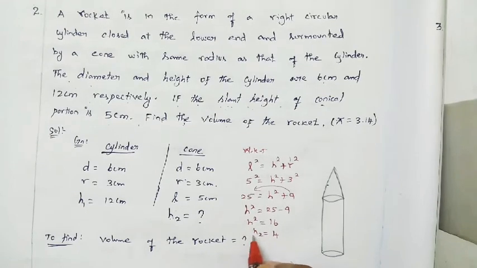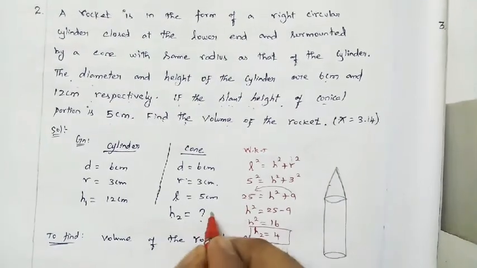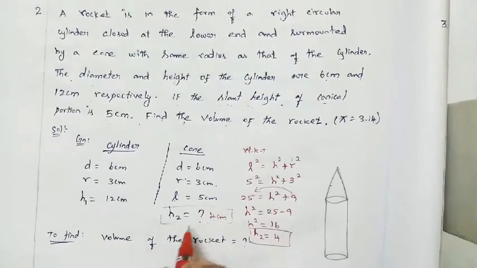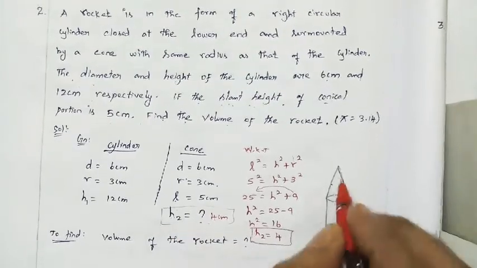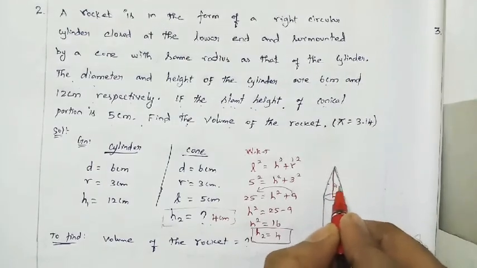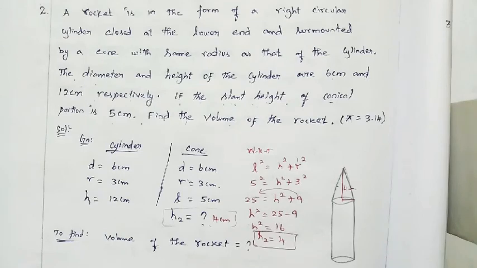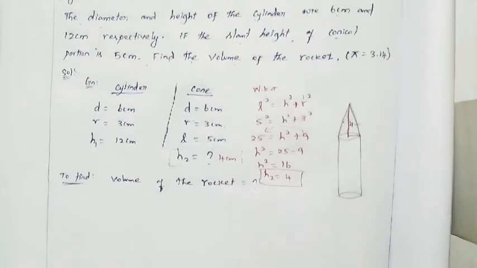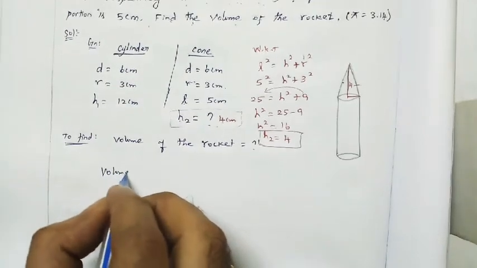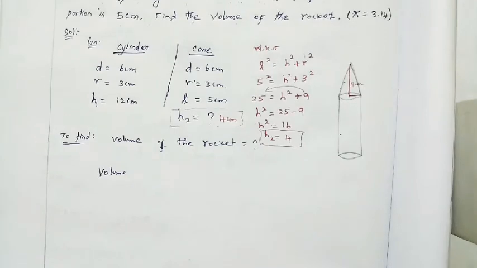So h2, right? h2 is equal to 4 centimeter. We have found it. What is h2? Height of the cone, right? Height of the cone is nothing but 4 centimeter. Now we have all the values for finding the volume of the rocket, right? Volume of rocket is equal to volume of cylinder plus volume of cone, right?